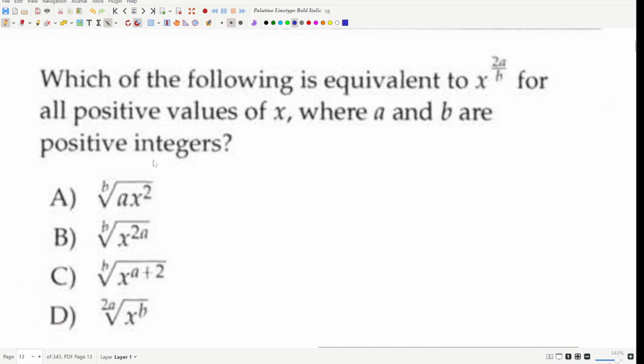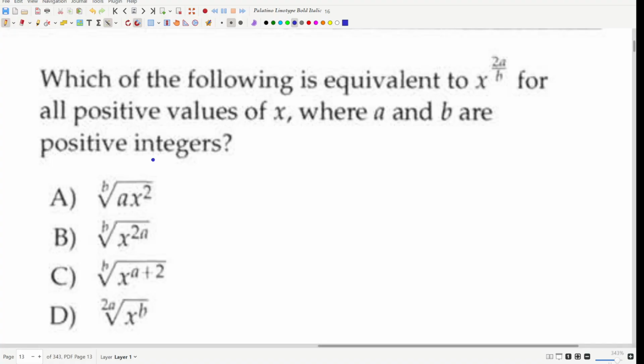Which of the following is equivalent to this for all positive values of x, and they are positive integers? So that's pretty simple. That's going to be equal to the b-th root of x to the power of 2a. That's just a simple formula, and the answer is B.